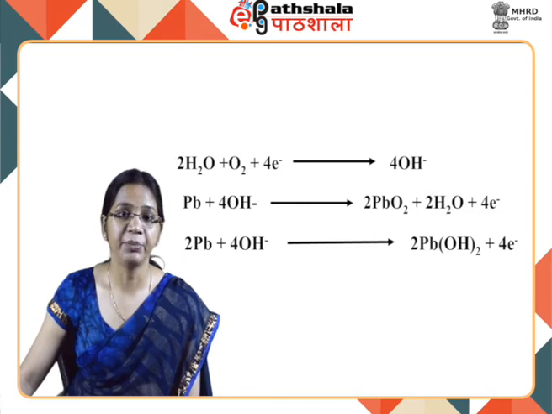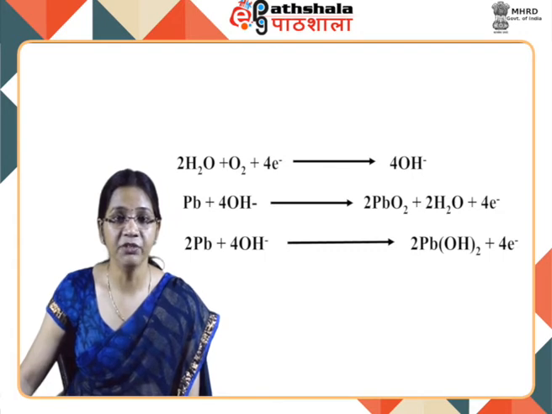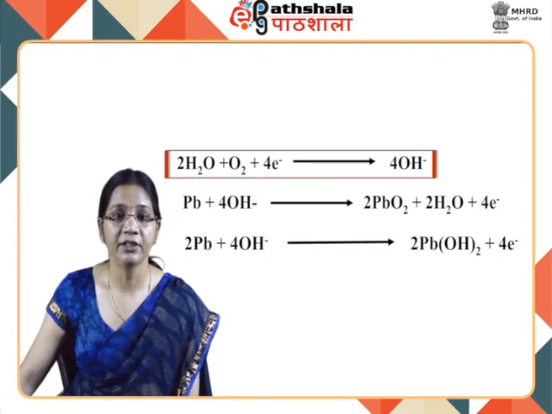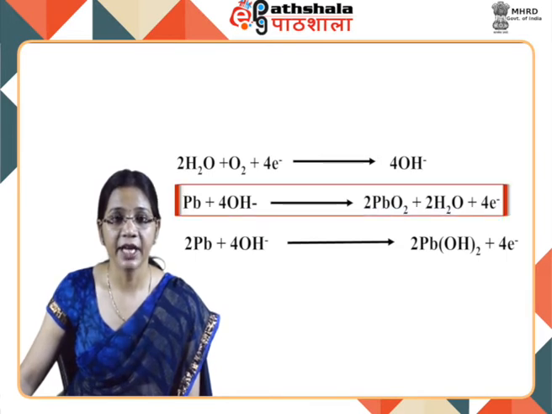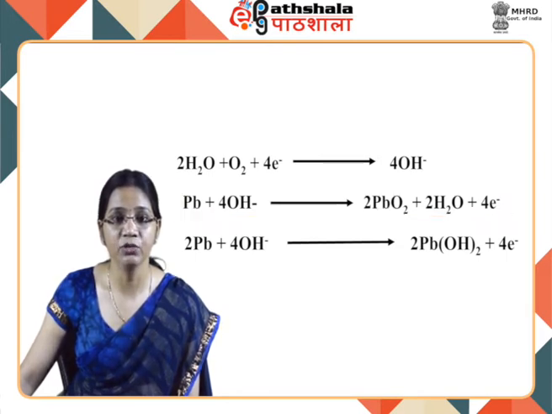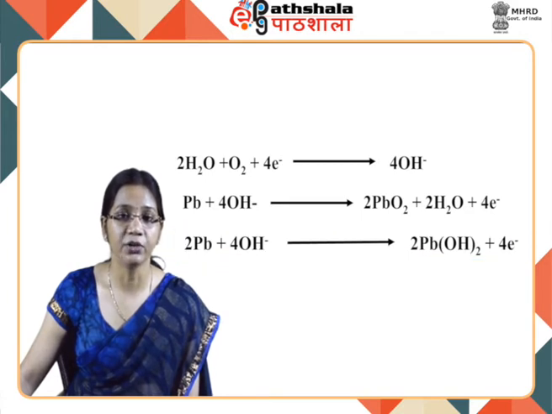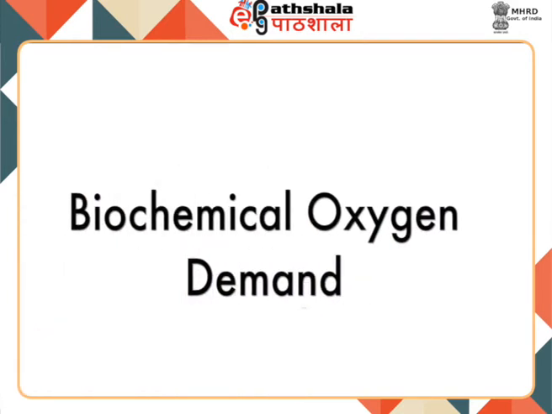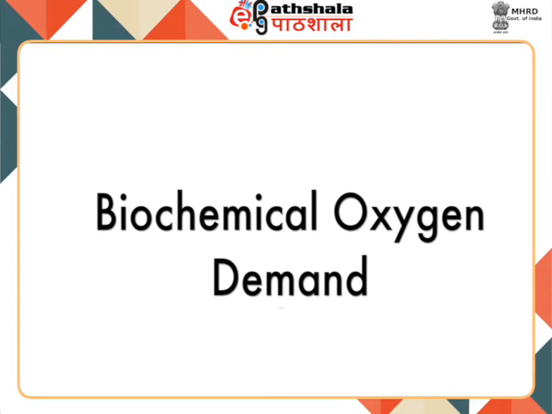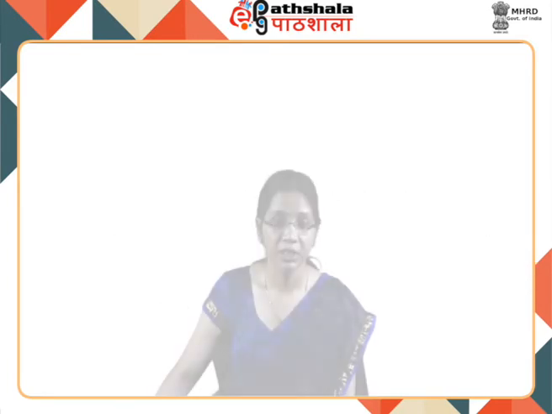Now, what happens at positive and negative electrode? At negative electrode, which is silver electrode, water gets oxidized and lead will now react with the alkaline media to form the lead oxide, and at the electrode the lead in alkaline solution converts into lead hydroxides. Next parameter is biochemical oxygen demand.